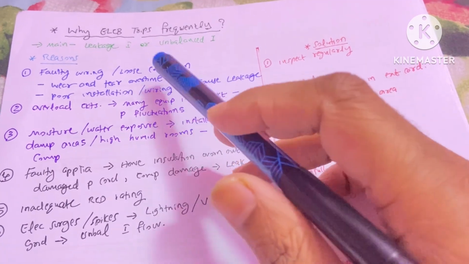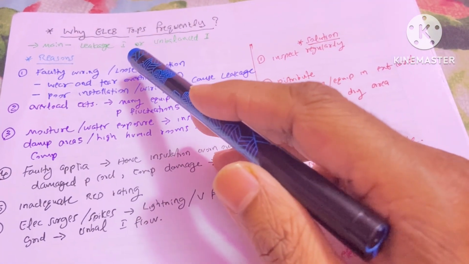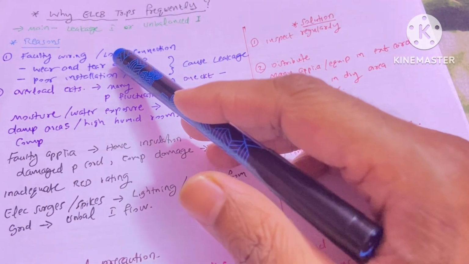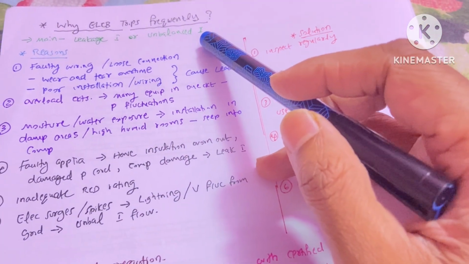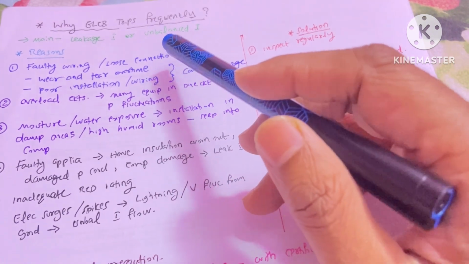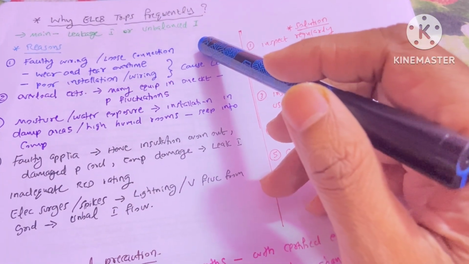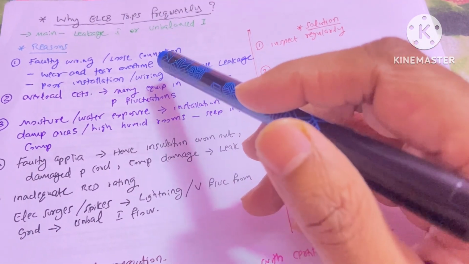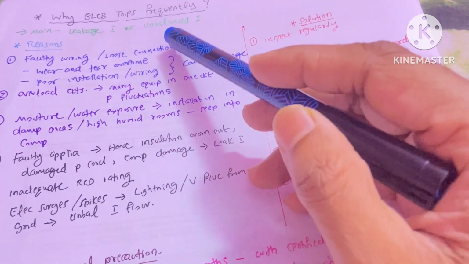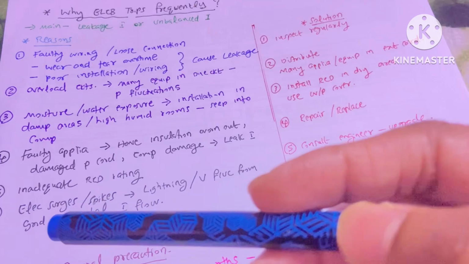Hi friends, today's topic: why ELCB or RCCB or RCD trips frequently. The main reason is the leakage current or the unbalanced current in our system. And the factors or the reasons which lead to the leakage current or unbalanced current are these.